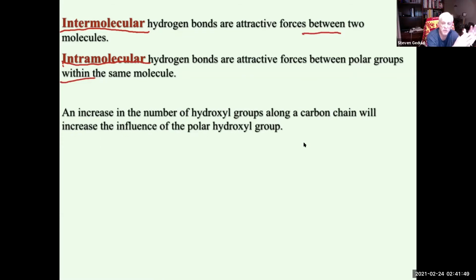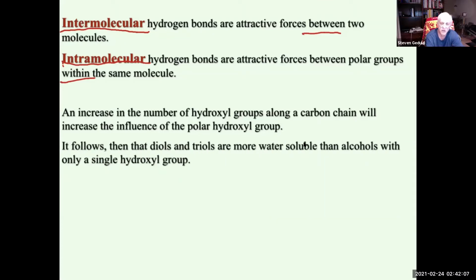So an increase in the number of hydroxyl groups along a carbon chain will also increase the polarity. The more hydroxyl groups you're going to have, the more polar it's going to be. Okay. So diols and triols are more water soluble than alcohols with only a single hydroxyl group if they're the same size. If you have one OH group, or two OH groups or three OH groups, the three OH groups get more soluble than the two OH groups than the single OH groups. So diols and triols are always more soluble than alcohols with only a single hydroxyl group of the same size, same number of carbon atoms.